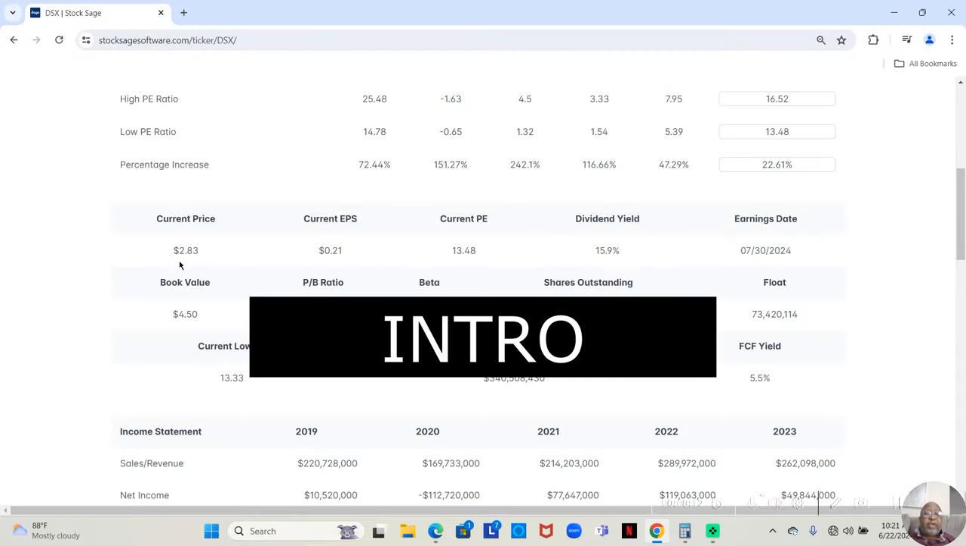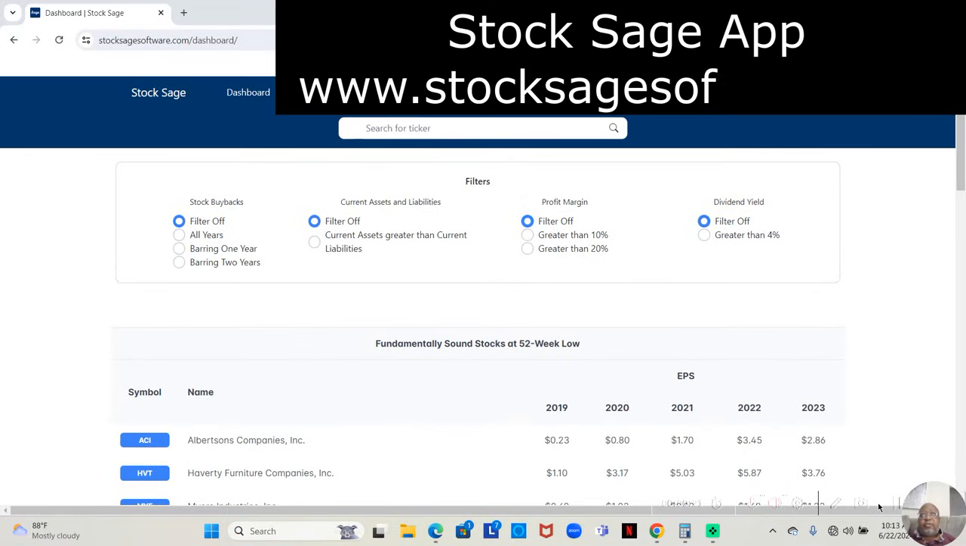This is a $2.83 stock. And what's their dividend yield? 15.9%. Hey guys, today I wanted to touch on a subject which is talked about quite a bit.